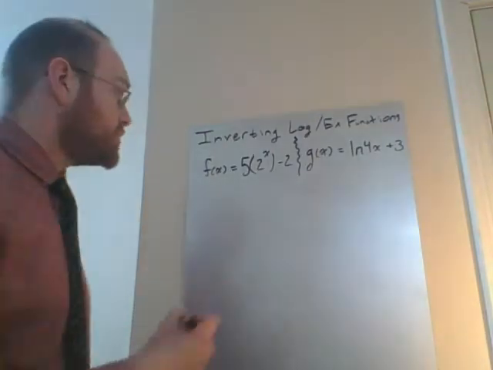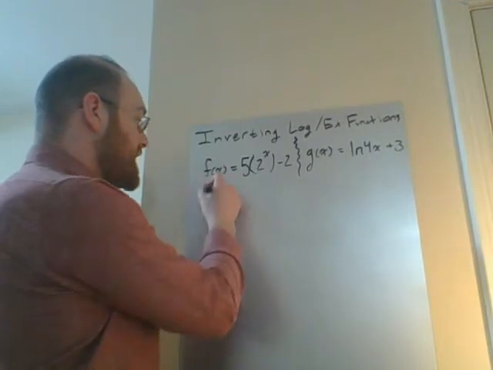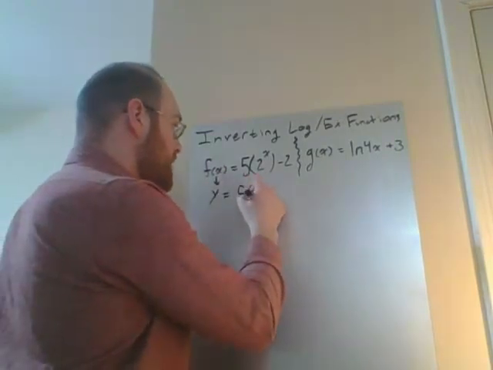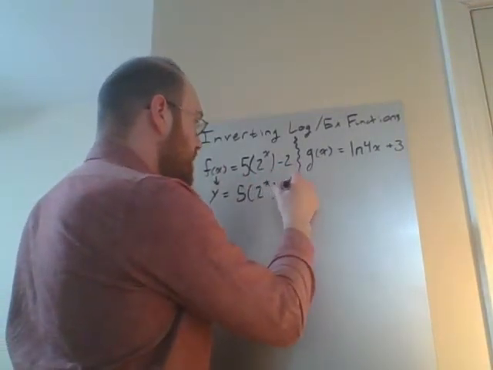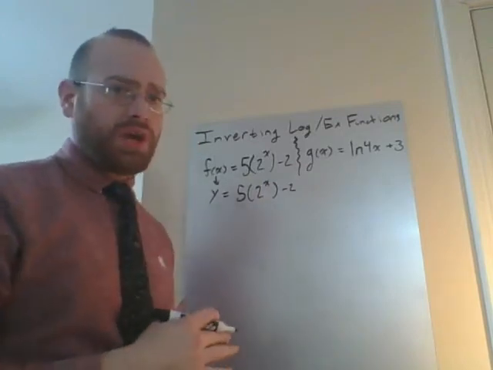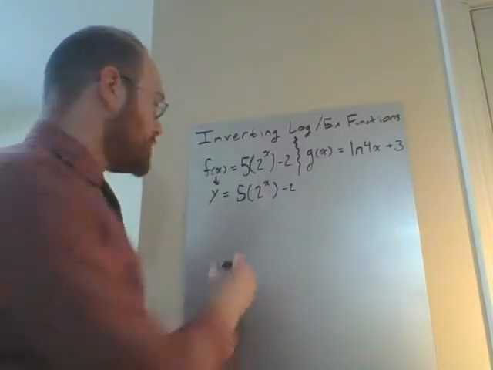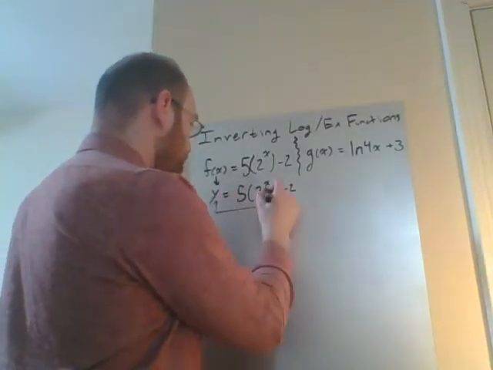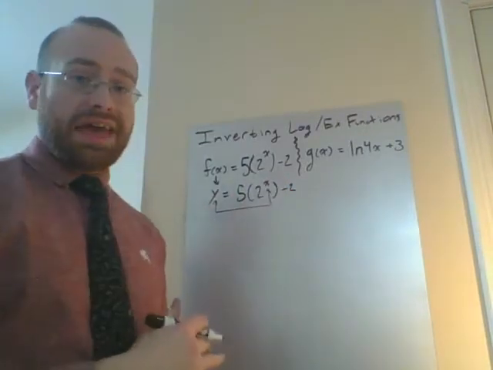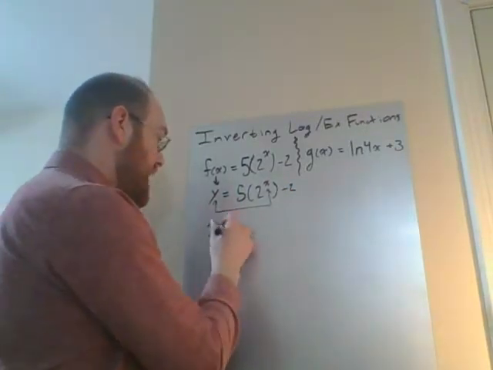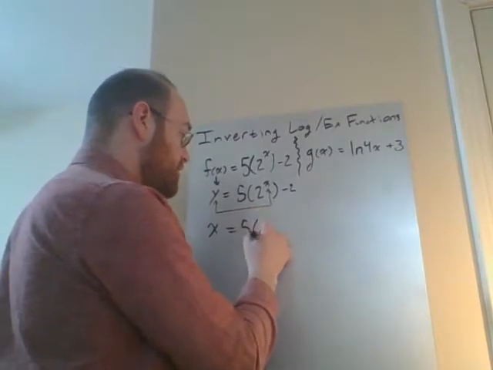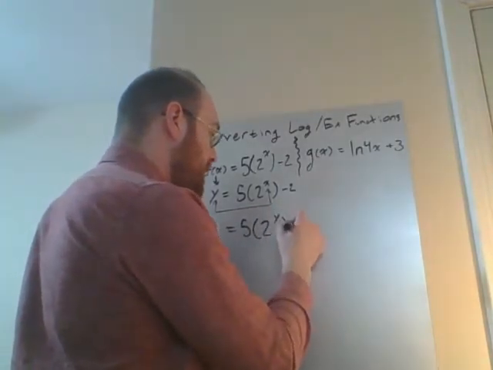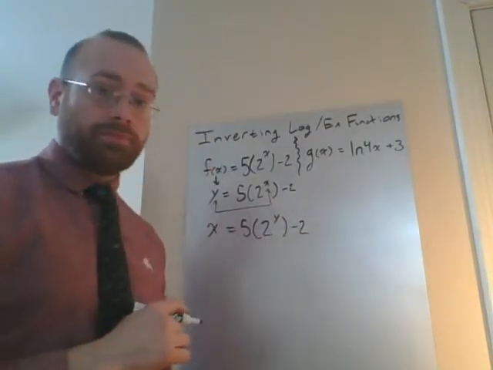And the first step is always to replace that f of x with y, and then carry down the remainder of our formula or equation. And then we switch our x and y values. So we now have x equals 5 times 2 to the power of y minus 2.